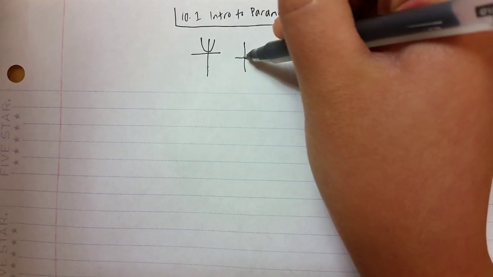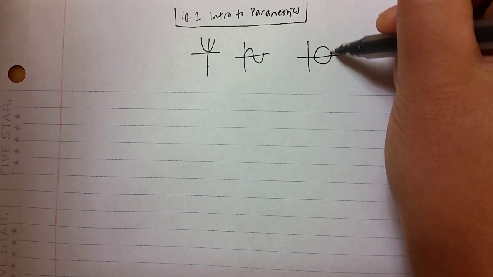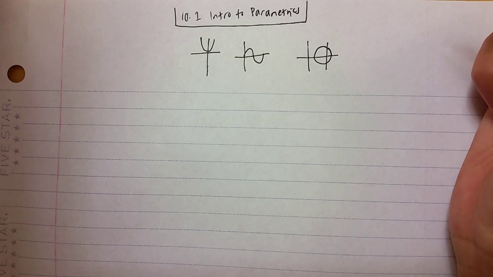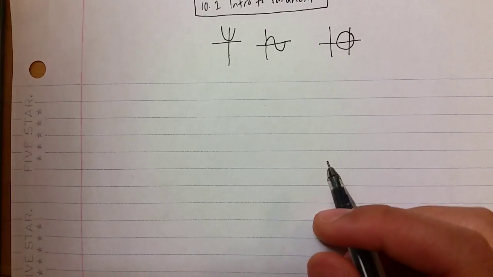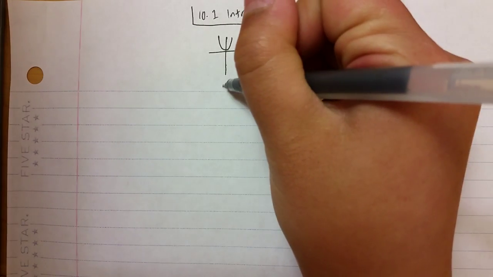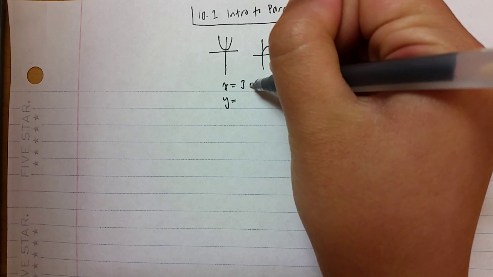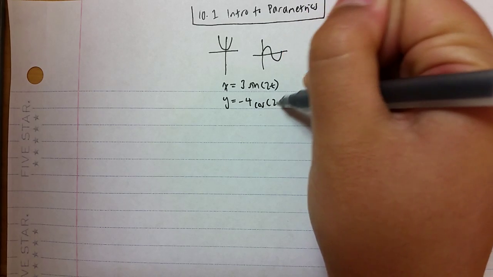So in our math career so far, we've probably dealt with a lot of functions in the form of y equals something. For example, y equals x squared, or y equals the sine of x. But what if you have a function like this? Well, it's not actually a function because it doesn't pass the vertical line test. But you can still describe it by using a set of parametric equations. So when you're given a set of parametric equations, you'll usually have x equals something and y equals something. For example, x could equal 3 sine of 2t, and y could equal -4 cosine of 2t.